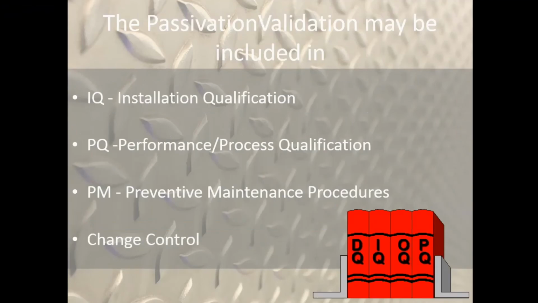The passivation validation may be included in the installation qualification if we are talking about something new. It's part of the process qualification because we need to demonstrate that there is no interaction between the stainless steel and the raw materials or products that we manufacture. It's in the preventive maintenance procedures, because the passive layer needs to be regenerated from time to time, and in the change control if we need to modify our procedures related to passivation.